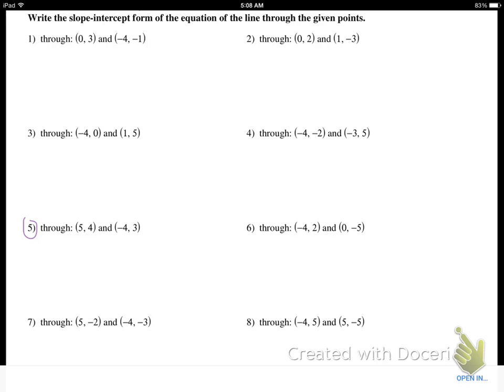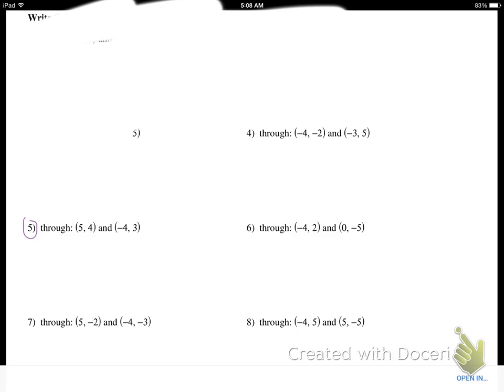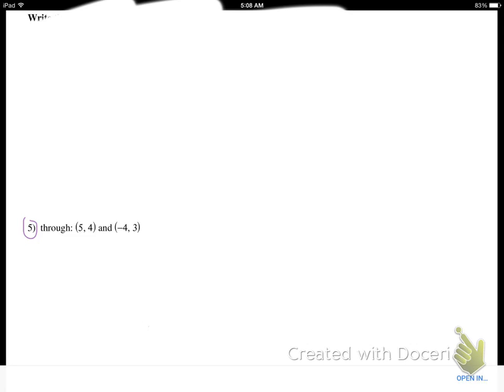I like number 5. All right, I have a change of color that I didn't mean to have. I like to use the bold colors. And let's just erase all this other stuff. And this is what I want you to do. I want you to pause me in a second, because I want you to do this problem by yourself. I'm going to write the points up here a little bit bigger. We've got a 5, 4, and we've got a negative 4, 3.